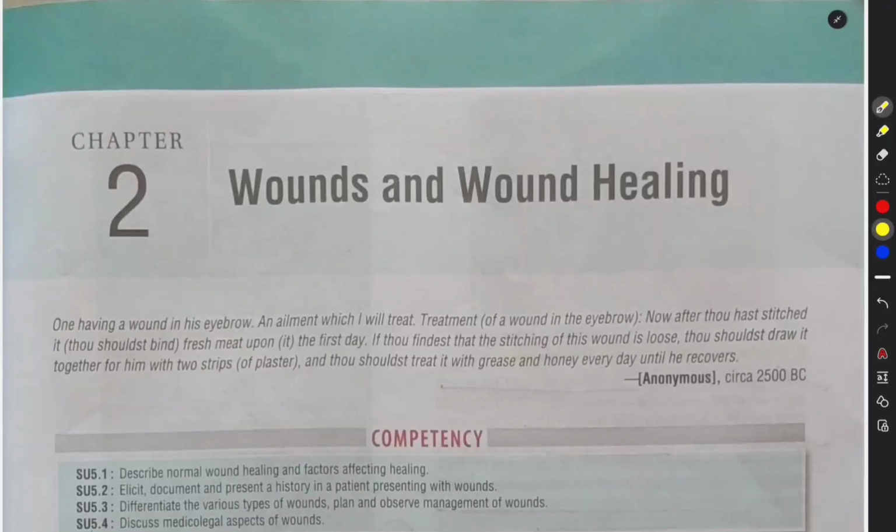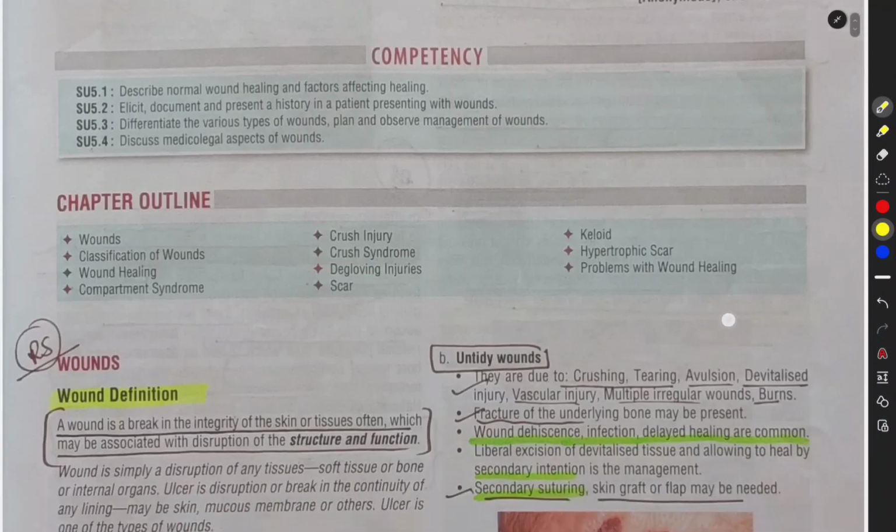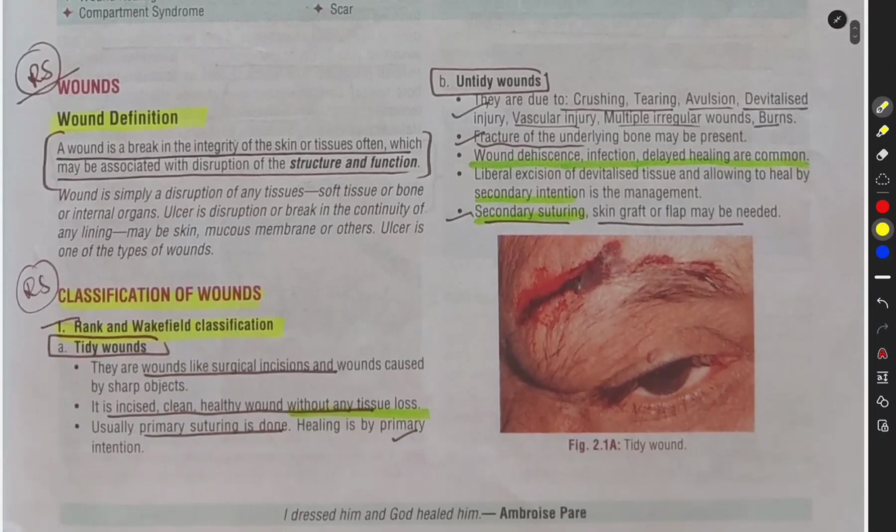Hello everyone, in this video we'll be discussing the chapter wounds and wound healing. Beginning with wounds, here we'll be discussing what a wound is, the types of wounds, and then comes wound management, which is wound healing. So beginning with wounds, what is the definition?